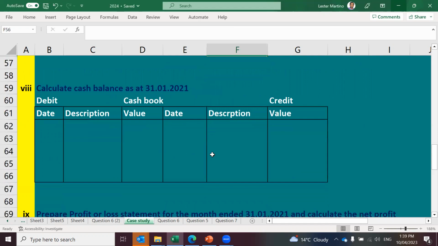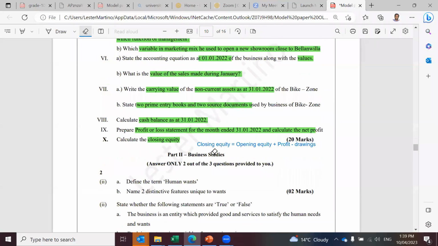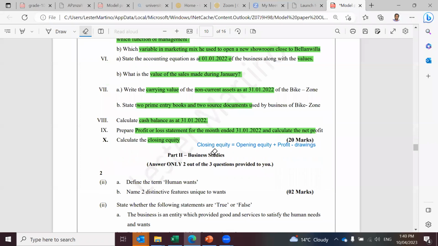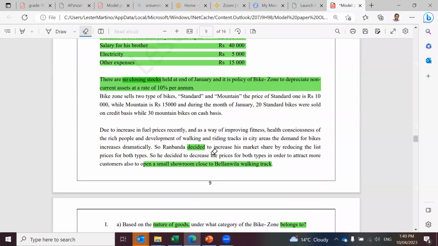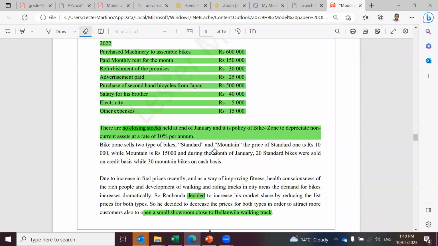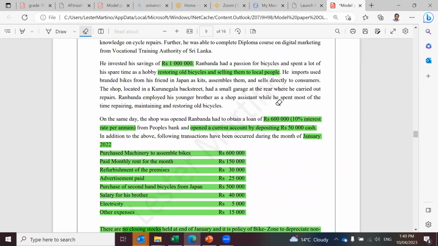Right. The next question they are asking: calculate the cash balance as at 31st January. So cash coming in and cash going out. Remember, in the cash book you record all cash you received and all cash you paid. Cash coming in is debited, cash going out is credited. That's how you record the transaction in the cash book. So the first transaction is capital, 1 million.